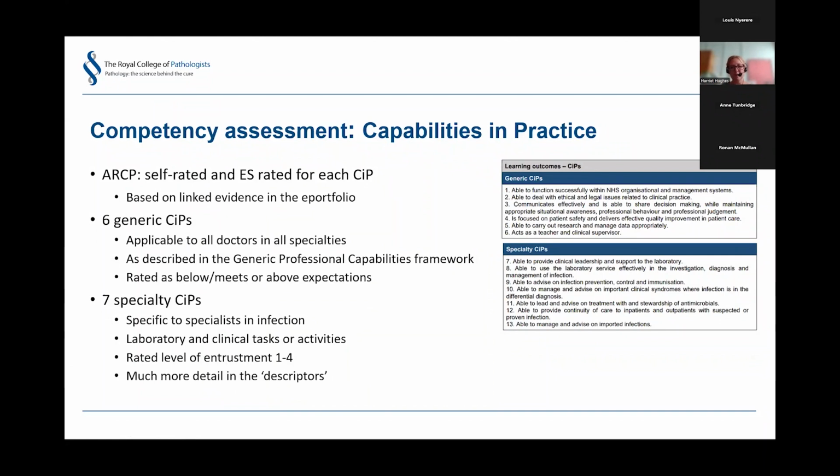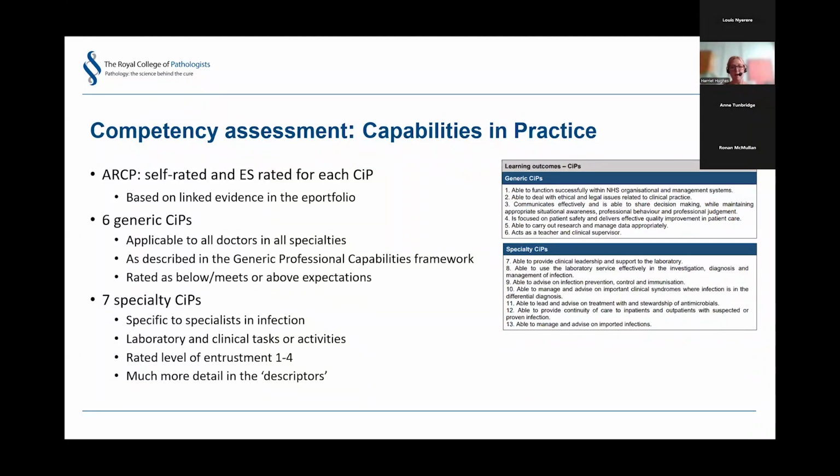They're rated using levels of entrustment, levels 1 to 4, with level 1 being that you can only observe. So entrustment level 1 is only observing that particular activity, and level 2 is that you can undertake the activity with direct supervision. Level 3 is with indirect supervision, and level 4 means you're independent of supervision, so you can just carry out that task.